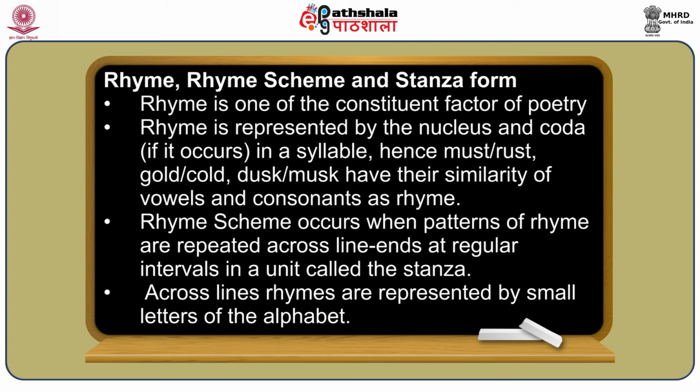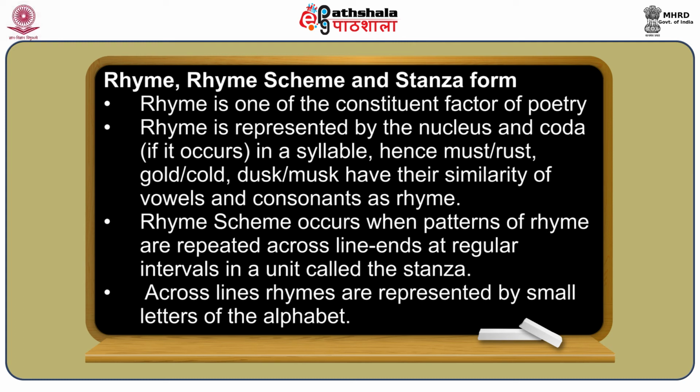What's a rhyme? Rhymes have been one of the constituent factors of poetry. It results when the vowel and the succeeding sounds, that is, the nucleus and the coda, are repeated between two words. For example, "must," "rust." In "must," the onset is m, u is the nucleus, and st is the coda. So what is being repeated is "ust," not "must," but "ust." The onset is not repeated. Must, rust, ust. This is rhyme. So rhyme is nucleus and coda.